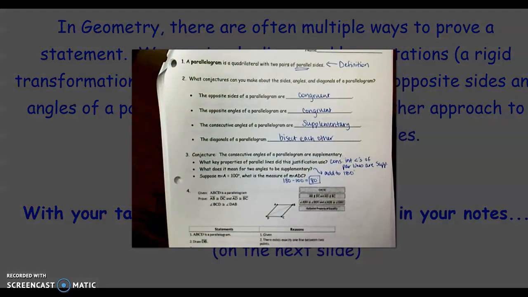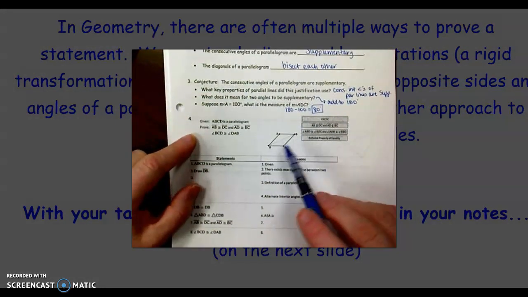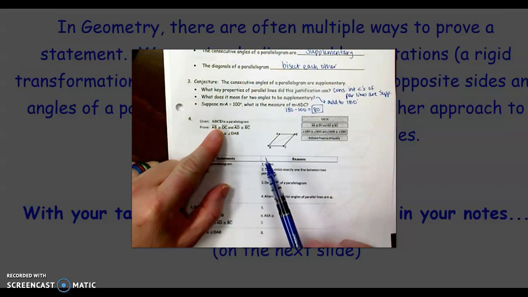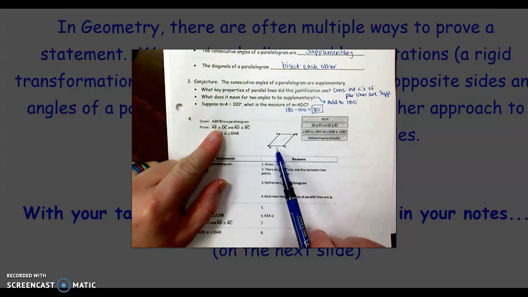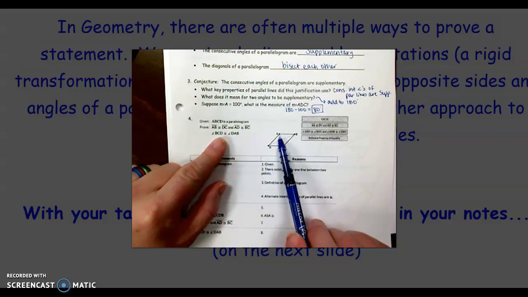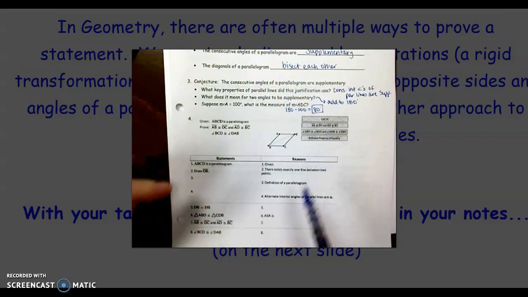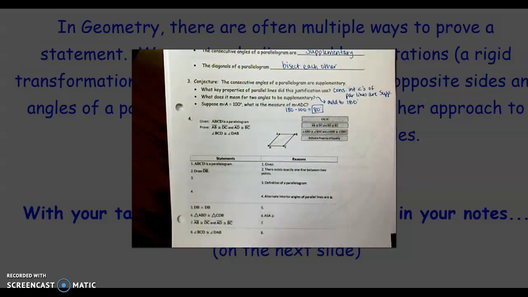Now let's look at what we're trying to prove in this one. We're given that we have a parallelogram. We're trying to prove that the opposite sides are congruent. AB is congruent to DC and AD is congruent to BC. And we're also trying to prove that these opposite angles are congruent. BCD is congruent to DAB. You have answer choices here to fill in these blanks. So see if you can do that on your own and then check it with the next video.